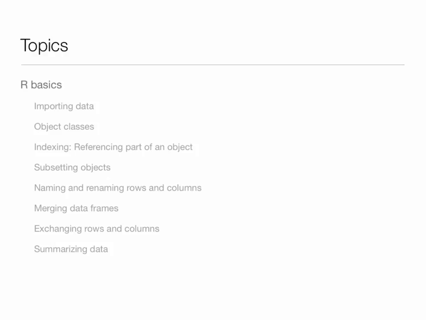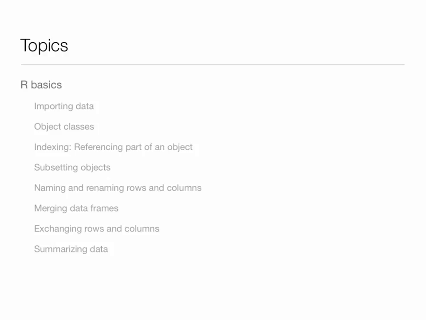We'll go over naming and renaming the rows and columns, merging data frames, that is, combining multiple data frames into a single one. Exchanging rows and columns, that is, if the rows and the columns need to be transposed, there's a straightforward way to do that. And then finally we'll talk about summarizing data.